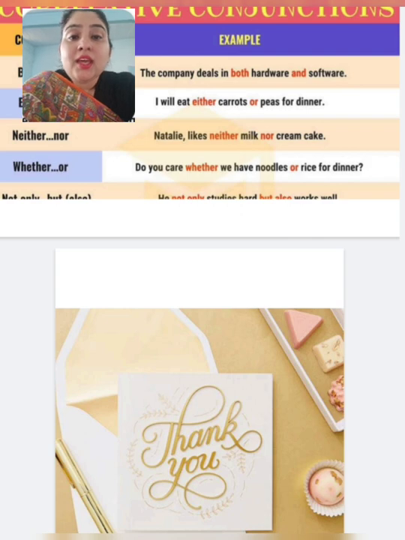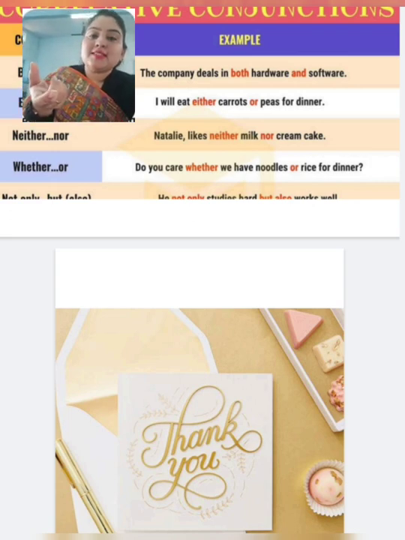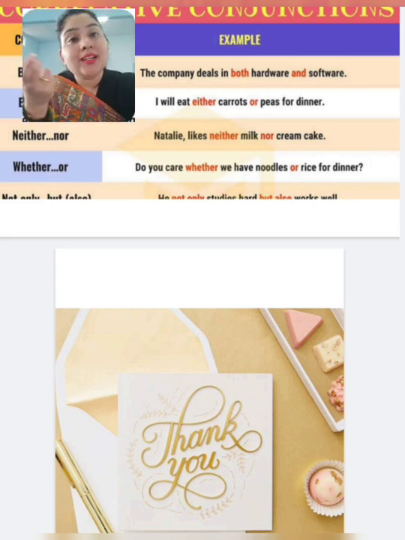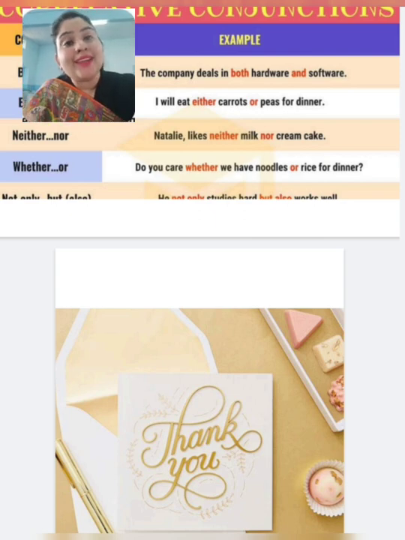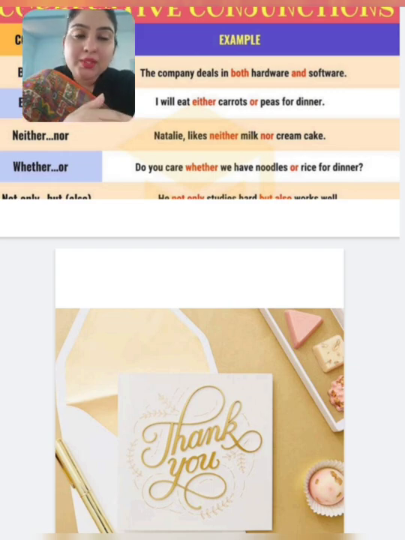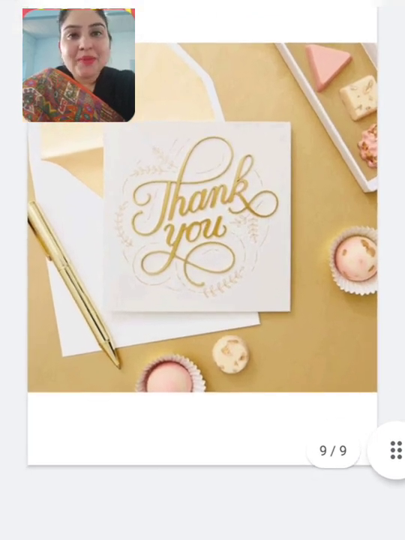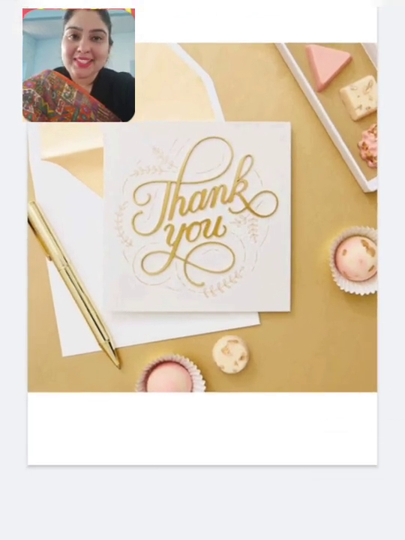Now see, Natalie likes neither milk nor cream cake. Now उसको ना ही मिल्क पसंद है ना ही उसको क्रीम केक पसंद है. So this is a negative sentence. So that is why we are using here neither nor. Okay, I hope this is clear to all of y'all children. You all can go through the sentences once again. Okay, and it is a very easy topic. I hope the topic is clear to all.